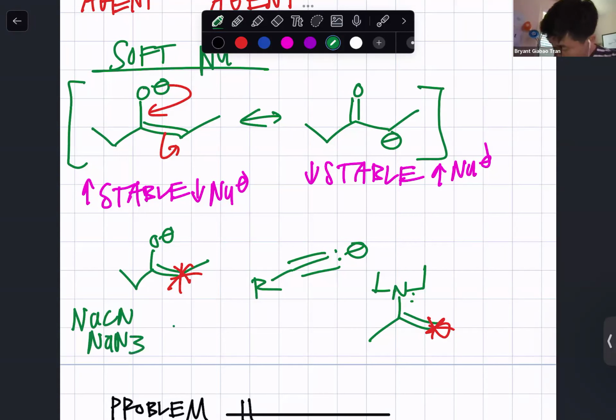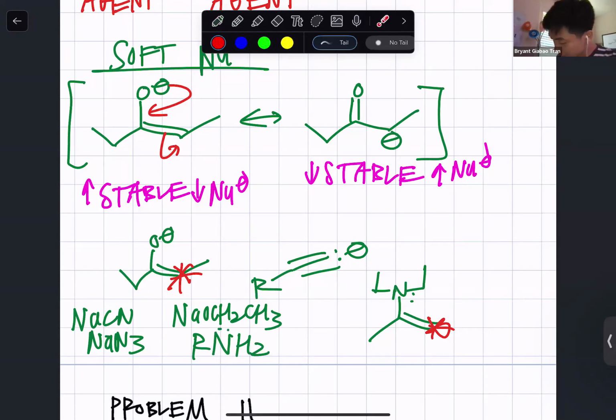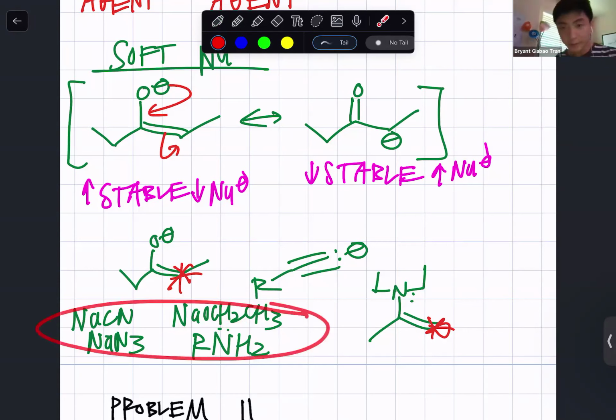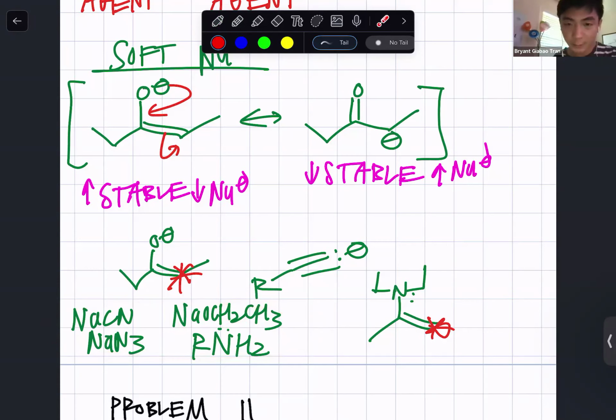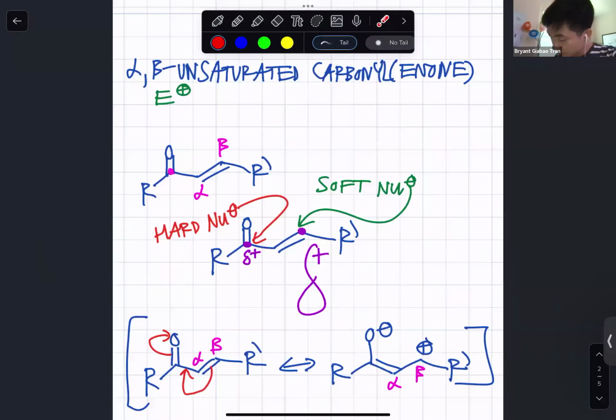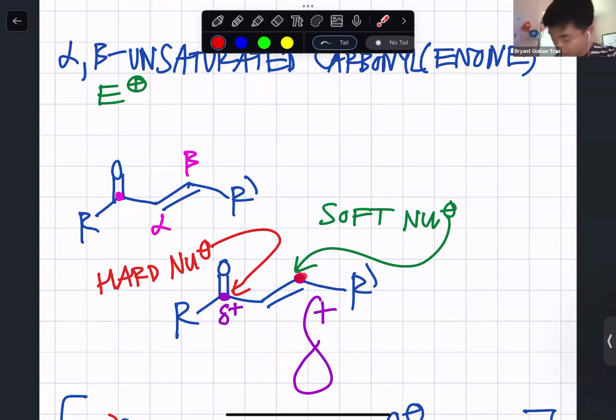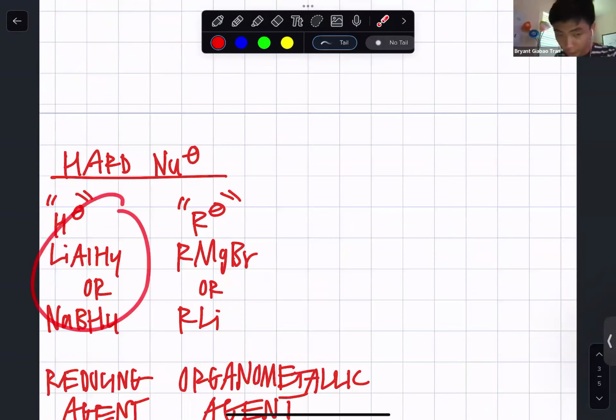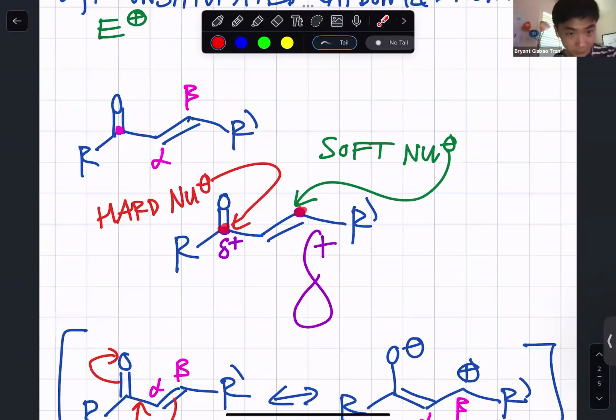It could even be NaOCH2CH3. It could also be a neutral amine, RNH2, right? Because this neutral amine here is a strong nucleophile, right? All of these nucleophiles here are considered strong nucleophiles when we did SN2, SN1, E1, E2, but they're going to be considered soft nucleophiles when we react with an enone, right? So all of these soft nucleophiles here will attack the beta carbon of the enone. When you have a hard nucleophile, like a reducing agent or an organometallic, that's going to attack the carbonyl carbon of the enone.